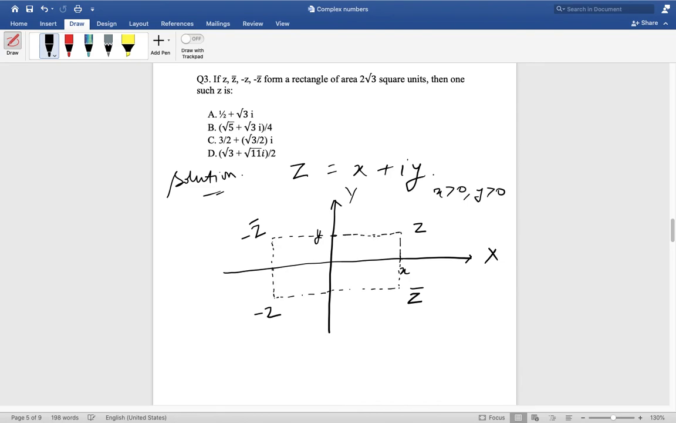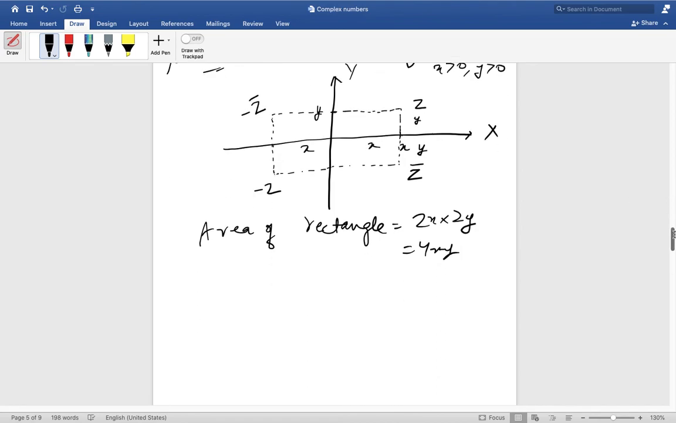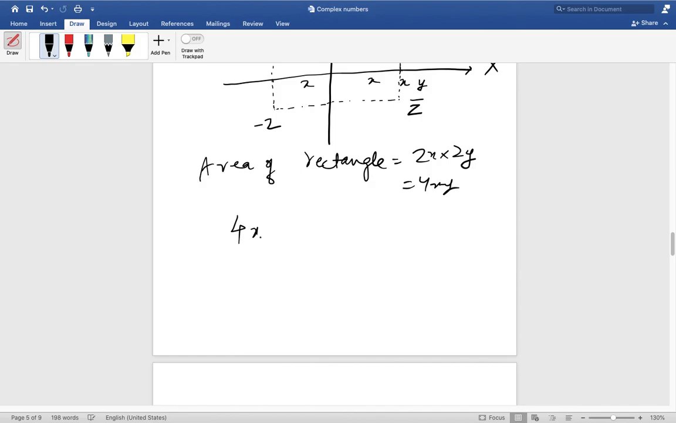So this is the rectangle which is given to us, and its area is 2 root 3 square units. If this is x, this is also x, this is y, this is also y. So what will be the area of this rectangle? 2x into 2y, right? 2x into 2y is equal to 4xy. 4xy is given to us as 2 root 3 square units. So 4xy is 2 root 3. This means xy is what? xy is equal to root 3 by 2.